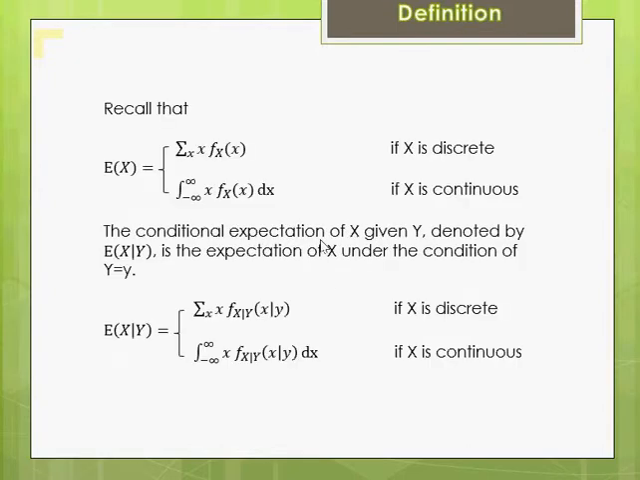Definition. Here comes the formal part of the conditional expectation. The conditional expectation of X given Y is the expectation of X under the condition that Y equals small y. Recall the formula of E of X. To find E of X given Y instead, we just need to replace the marginal distribution of X in E of X by the conditional distribution of X given Y in E of X given Y.